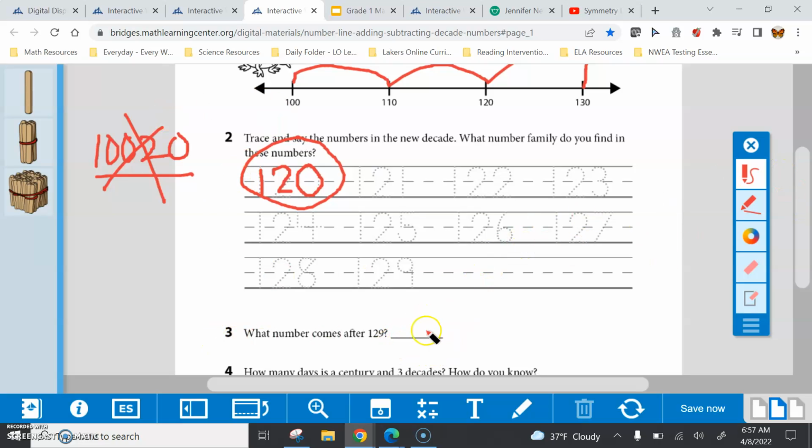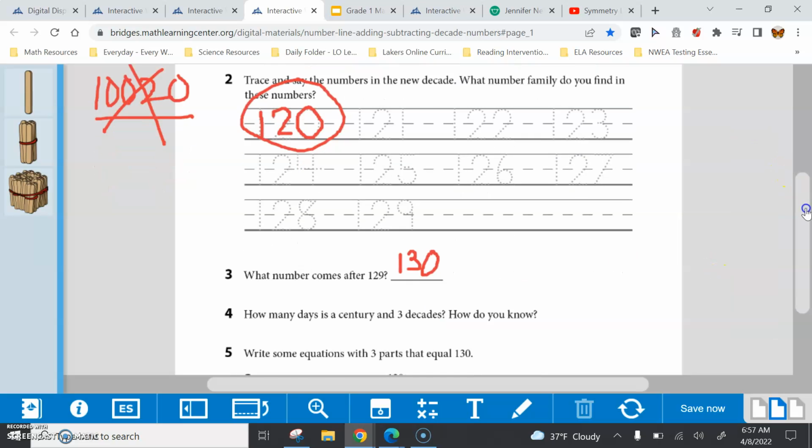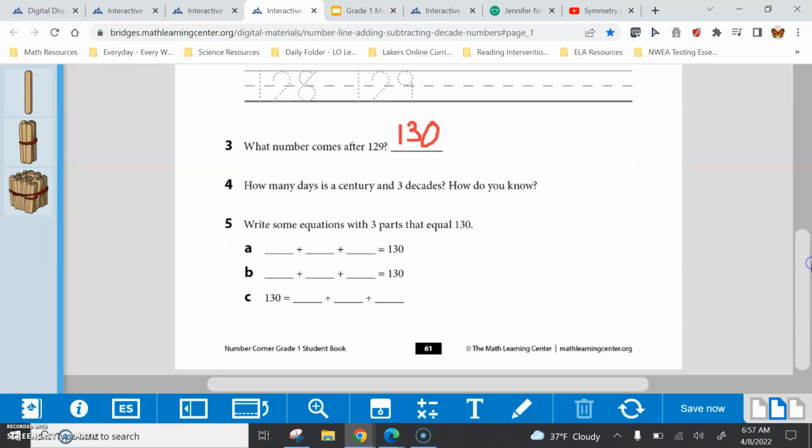Once you do that, you're being asked, what number comes after 129? So let's do this. Let's count. Let's see if we can figure it out together. We have 120, 121, 122, 123, 124, 125, 126, 127, 128, 129, 130. Good job. So remember, it's just like we were counting before, but now we just have 100 in front of what we say.